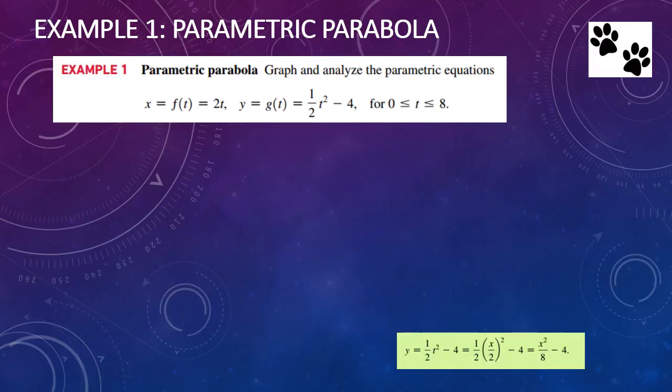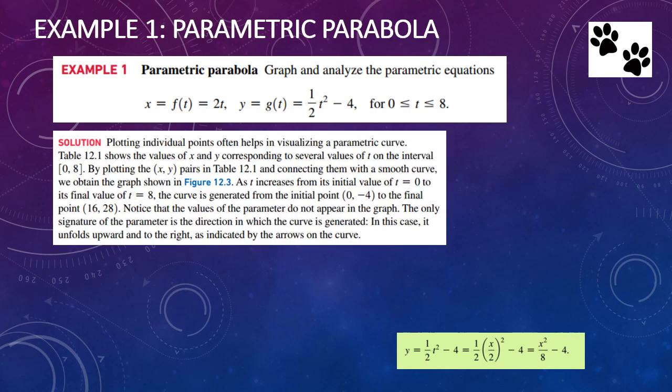Let's look at our first example. Graph and analyze the parametric equations x equals f of t equals 2t and y equals g of t equals 1/2 t squared minus 4 for 0 less than or equal to t less than or equal to 8. So for t between 0 and 8. Plotting individual points often helps in visualizing a parametric curve, just like in any other graph. Just plotting points, x and y values, and then plotting them on our Cartesian system can really help us see what's going on.